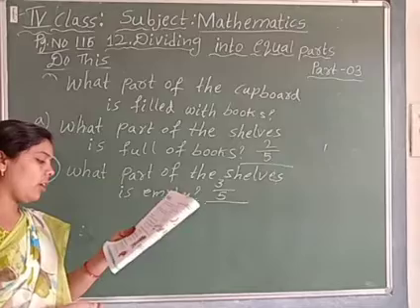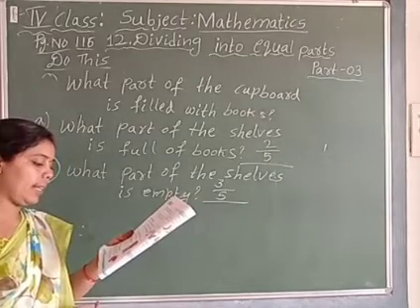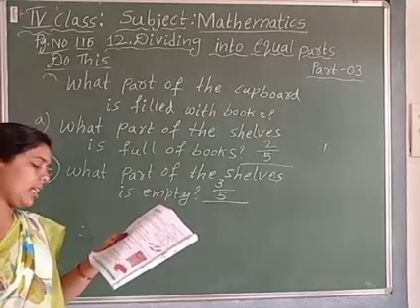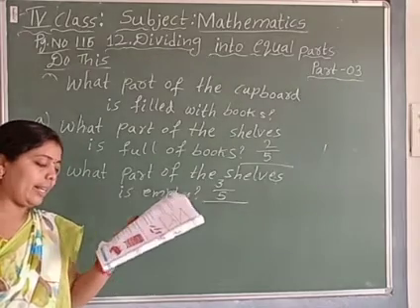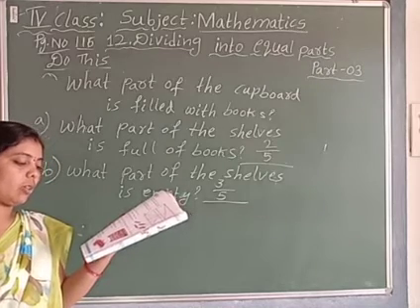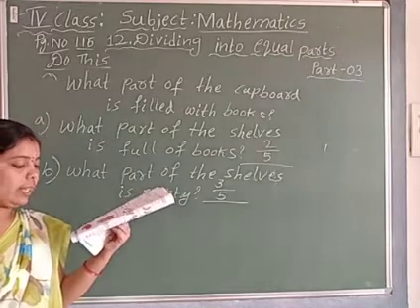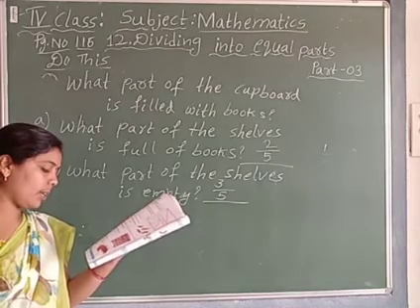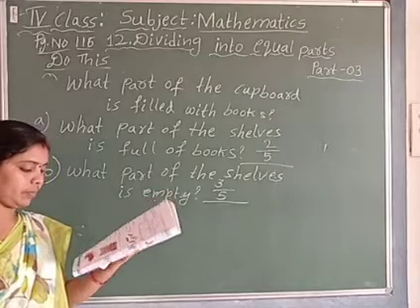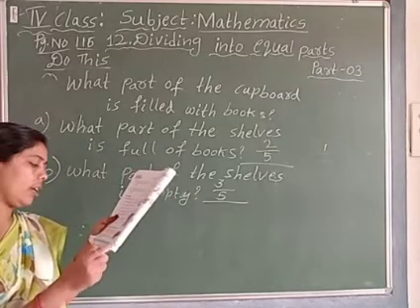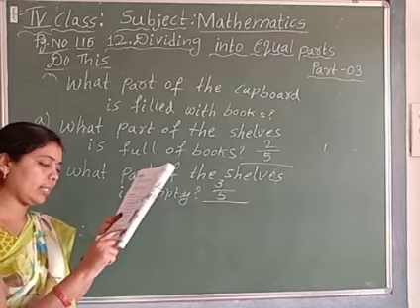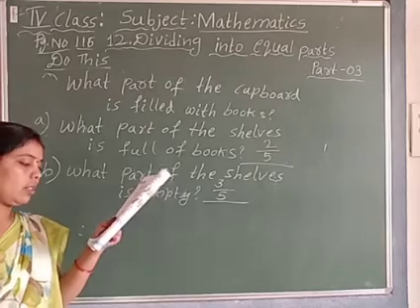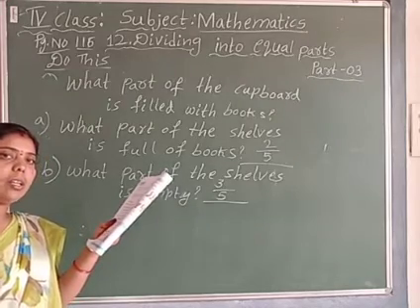Okay, next one. What part of the biscuit packet has been eaten? If Saraswati and Komal have eaten 8 of the biscuits. So 2 members have eaten 8 of the biscuits. So what part of the biscuit packet have they eaten? So total how many biscuits are there here? Count now. 1, 2, 3, 4, 5, 6, 7, 8, 9, 10, 11, 12. 12 biscuits.